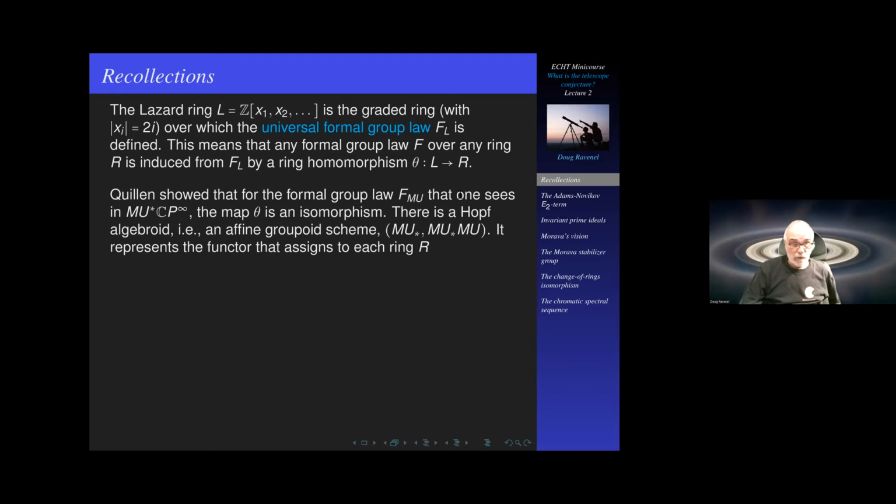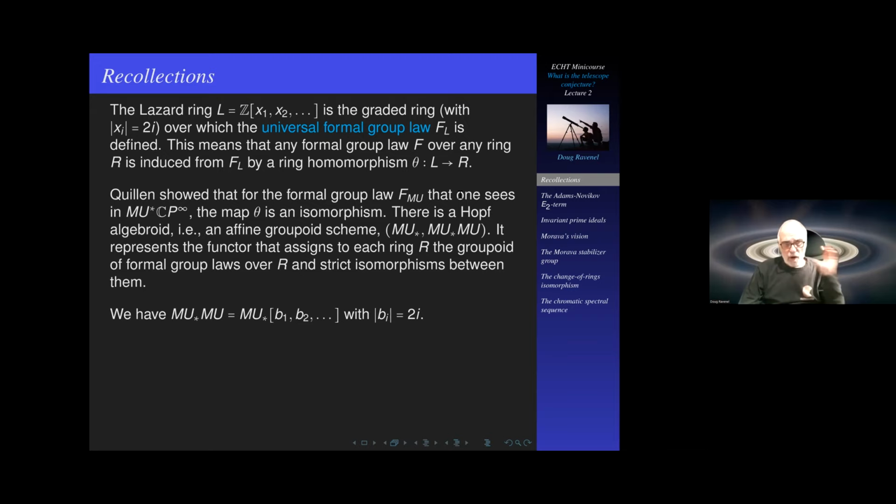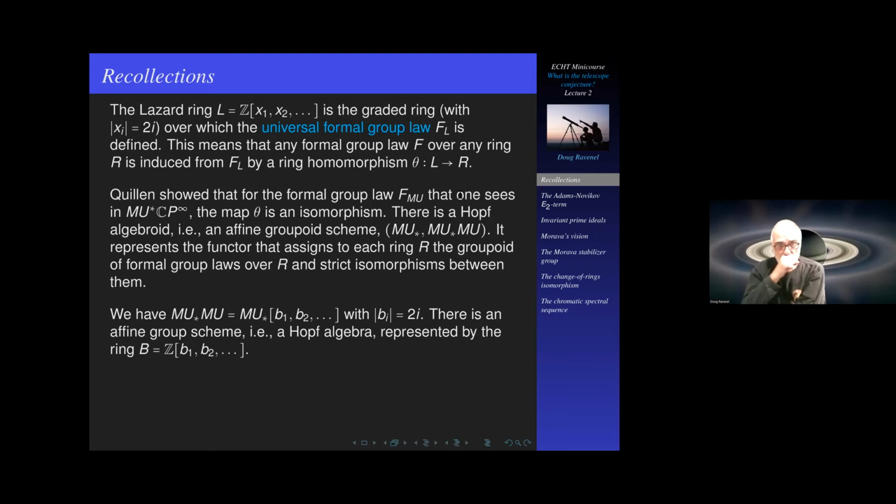It represents the functor that assigns to each ring R the groupoid of formal group laws over R and strict isomorphisms between them. So we know that MU star MU is a polynomial algebra over MU lower star on generators B1, B2, and so on, where the dimension of B sub i is 2i. In addition to that, there's an affine group scheme, a Hopf algebra represented by the ring B, which is the polynomial algebra over the integers on those same generators.